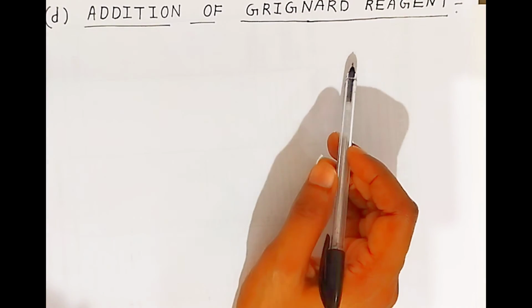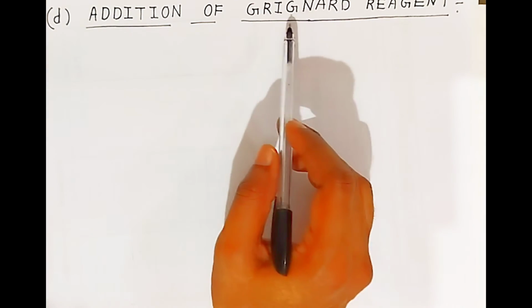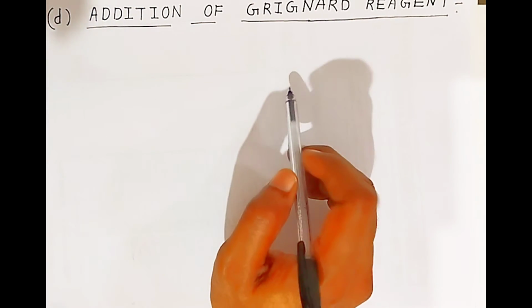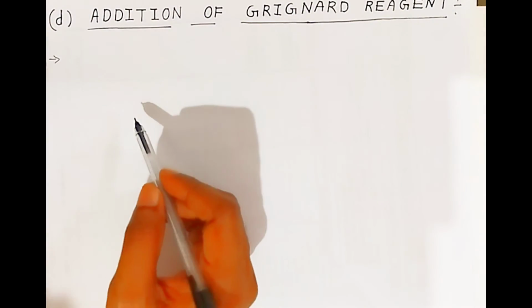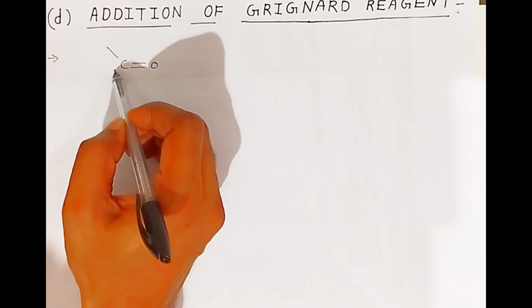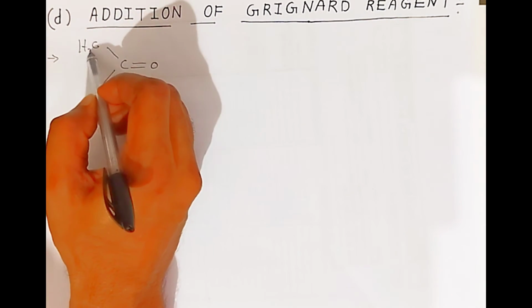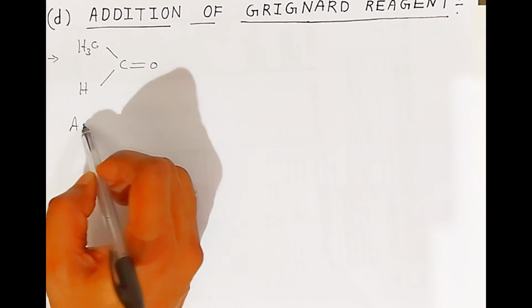Next, addition of Grignard reagent to aldehyde and ketone. You have aldehyde and ketone. What happens, students, when you add Grignard reagent to this aldehyde and ketone? So here, students, first we are going to add Grignard reagent to aldehyde. Students, you have the aldehyde carbonyl, 2 valencies, 1 valency taken by methyl, the other by hydrogen, so it is called acetaldehyde.